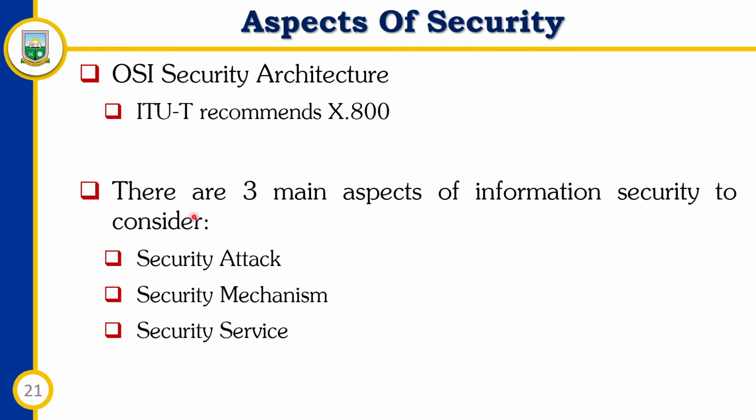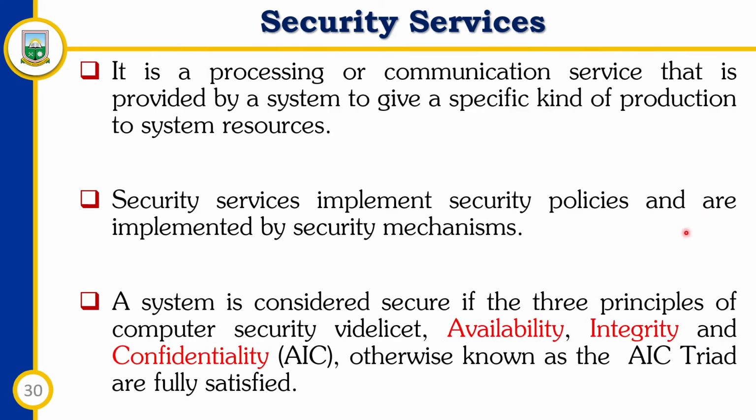Yes, so there are three aspects of information security that we always have to consider for the X800 model, and these are the three: security attacks, security mechanism, and security service. So now let's move on to security service before I talk about security mechanism. We've dealt with security attacks, so let's talk about security service. This is what we talked about in the previous slide.